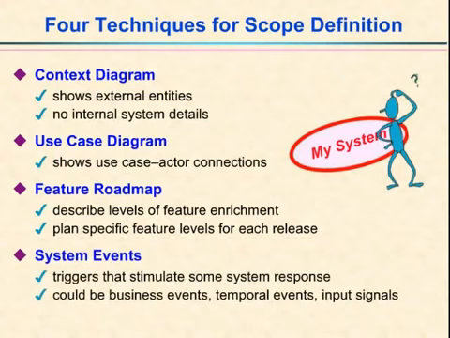The final technique for documenting project scope that I'm going to discuss is to identify the external events that could take place. The system needs to be able to detect each event and figure out how to handle it, based on detailed information associated with the event and the state of the system at the time it detects the event. These events could be things that happen in the world of the business, time-triggered events, or input signals received from some external hardware device or another software system.